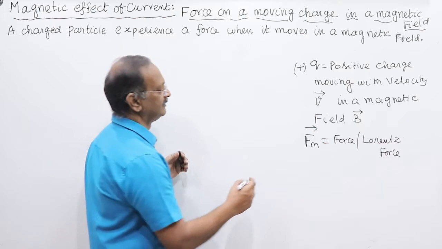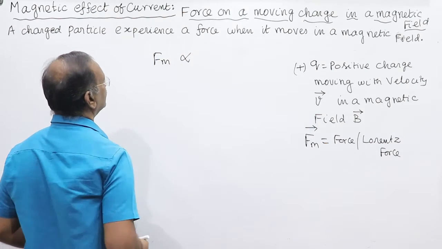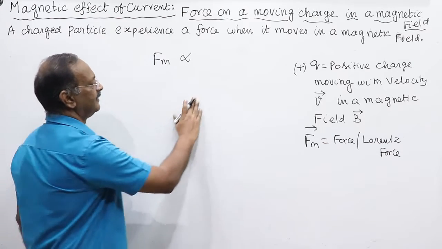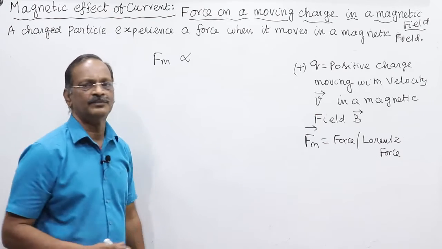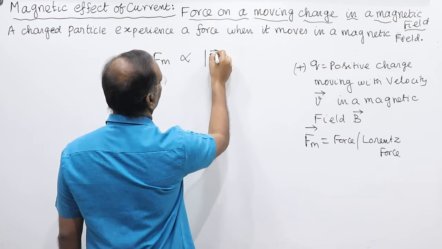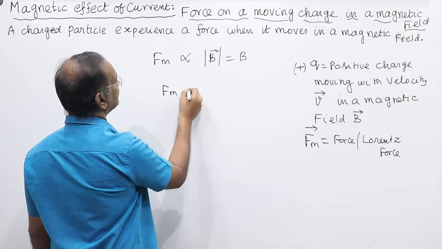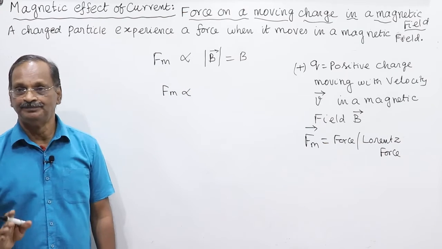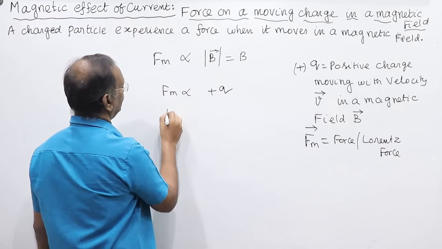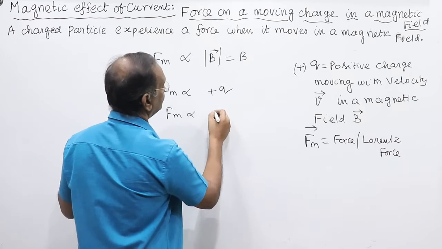Now what about this force? First we will see the magnitude part, later we will come to the direction of the force. This magnetic force is directly proportional to the magnitude of B, that is, the magnitude of the magnetic field. Fm is also directly proportional to the charge, here a positive charge, and to the component of velocity.